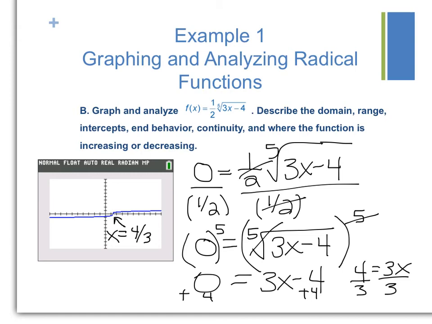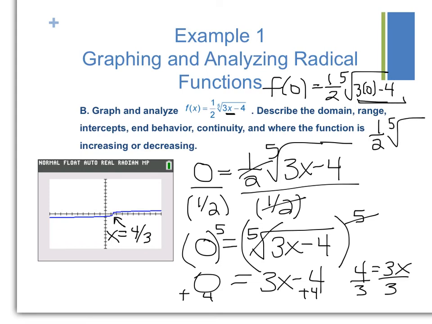That looks reasonable. The y-intercept is a little bit easier because we just plug 0 in for x. So I'm going to find f of 0, which means I get 1/2 times the fifth root of 3 times 0 minus 4. And I get 1/2 times the fifth root of, underneath the radical, -4. I need to find the fifth root of -4 and then multiply that by 1/2.